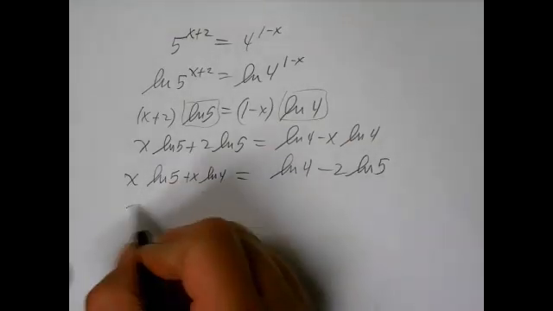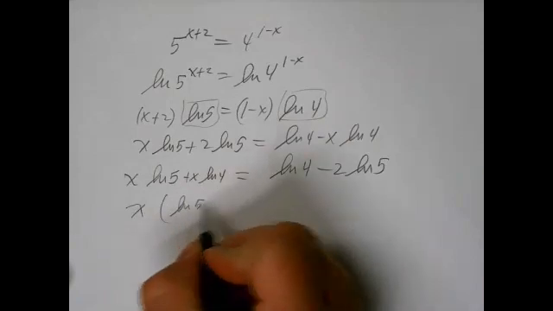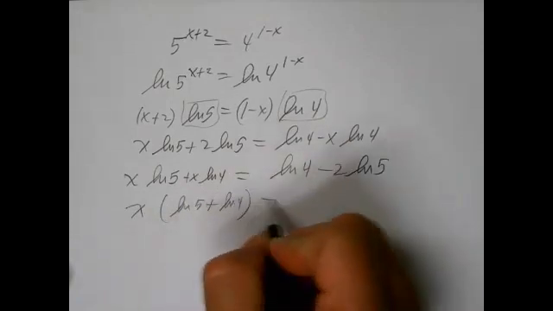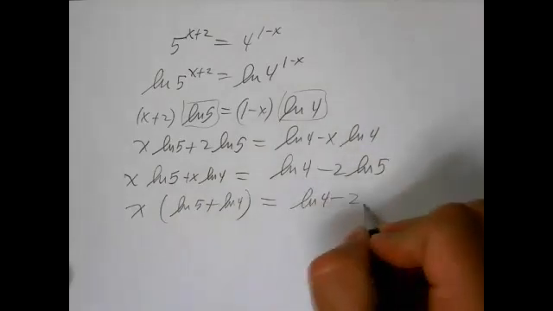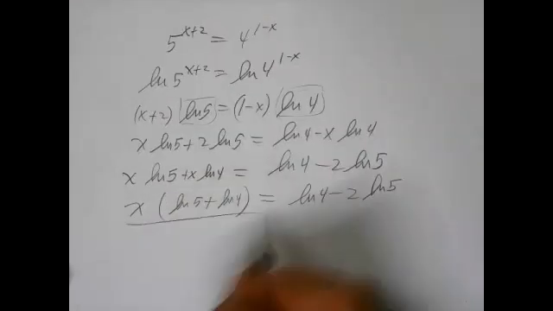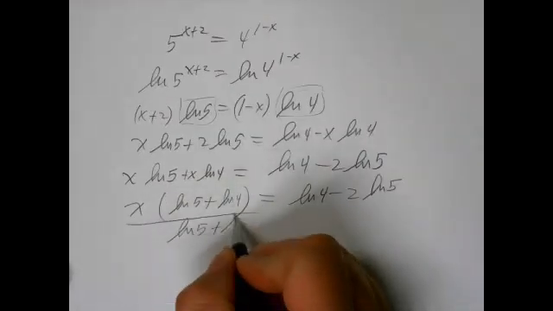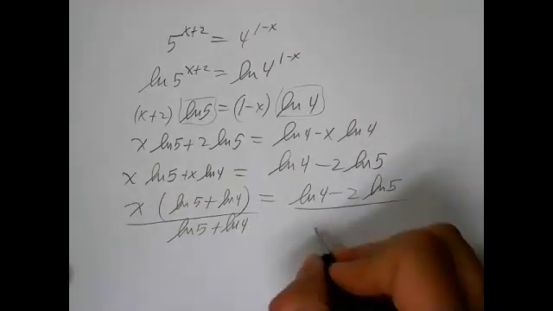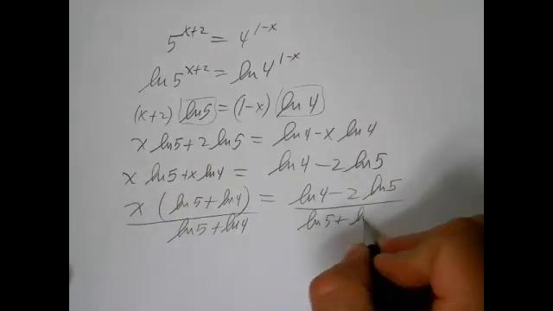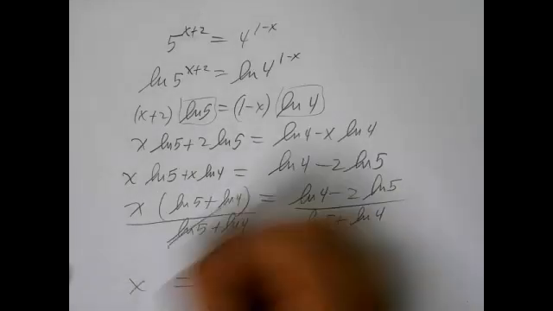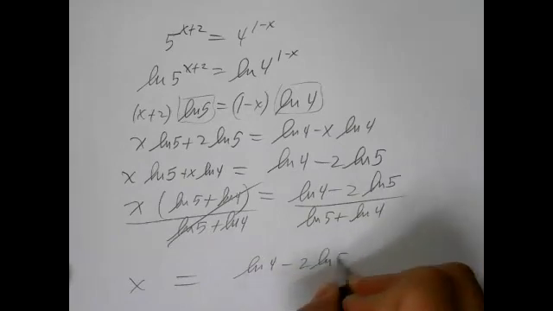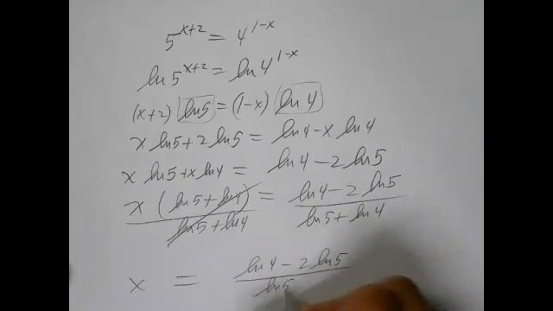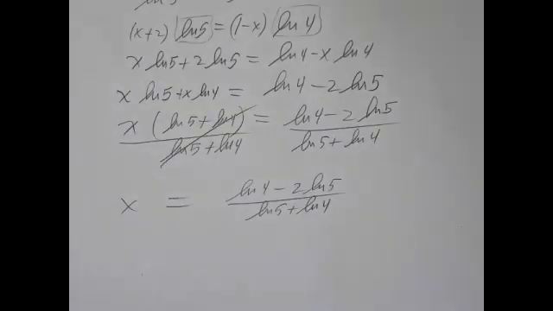Now what I can do on the left is factor out an x, and then on the right, I'm going to leave that alone just for a minute. Now I'm going to divide off the stuff on the left that I don't want. Canceling, I end up with natural log 4 minus 2 natural log of 5 over natural log of 5 plus natural log of 4. Now that is one form, only one form of the correct answer.